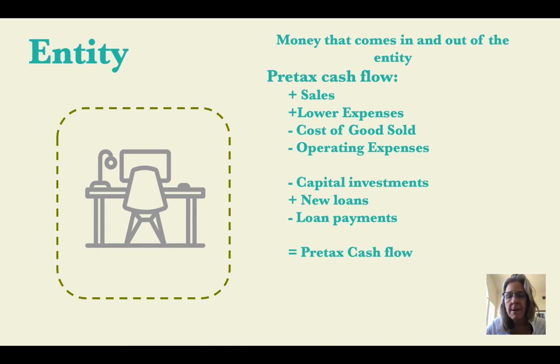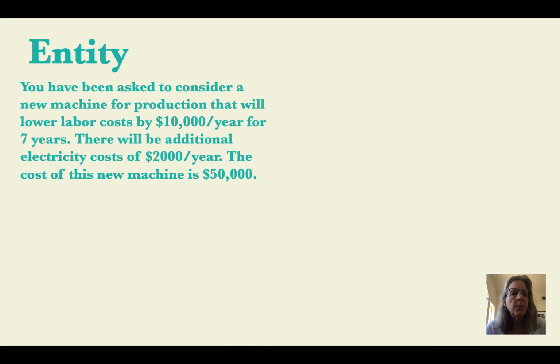Now, remember when we talked about the alternative analysis, we're only looking at how things change with the particular investment. So all of these items are changes from a status quo. If I was going to change something, how would the cash flow change? So let's look at a couple of examples.